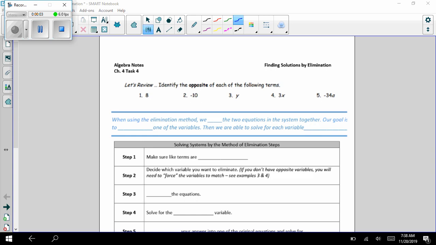Chapter 4, Task 4, Finding Solutions by Elimination. First, let's start by reviewing. We're going to identify the opposite of each of the following terms.